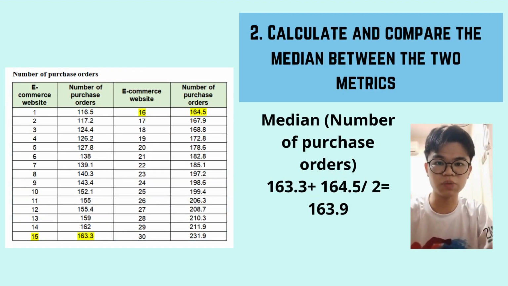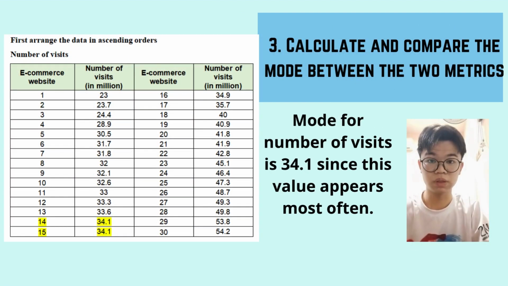The same concept applies to number of purchase orders as well. 163.3, which is located at 15, and 164.5, which is located at 16, will be totaled up and divided by 2, which equals 163.9.